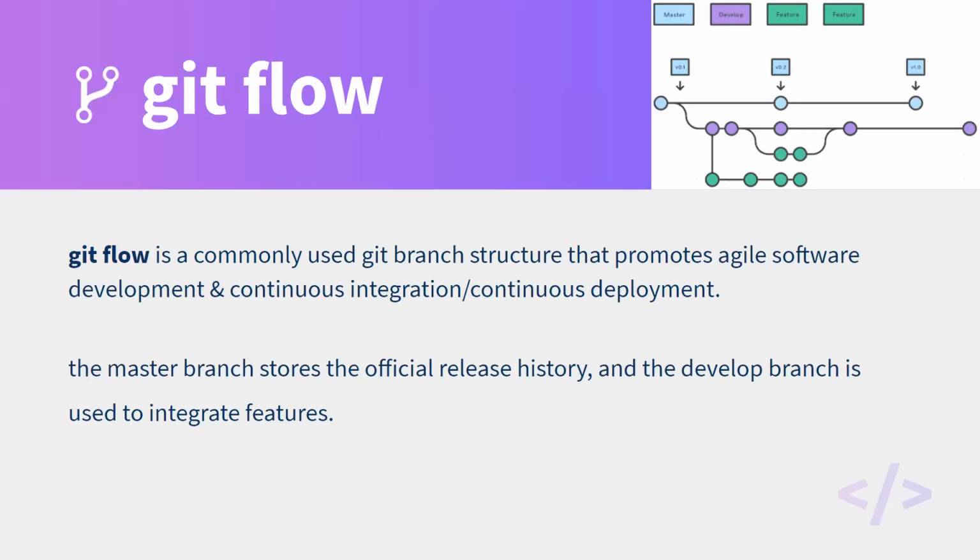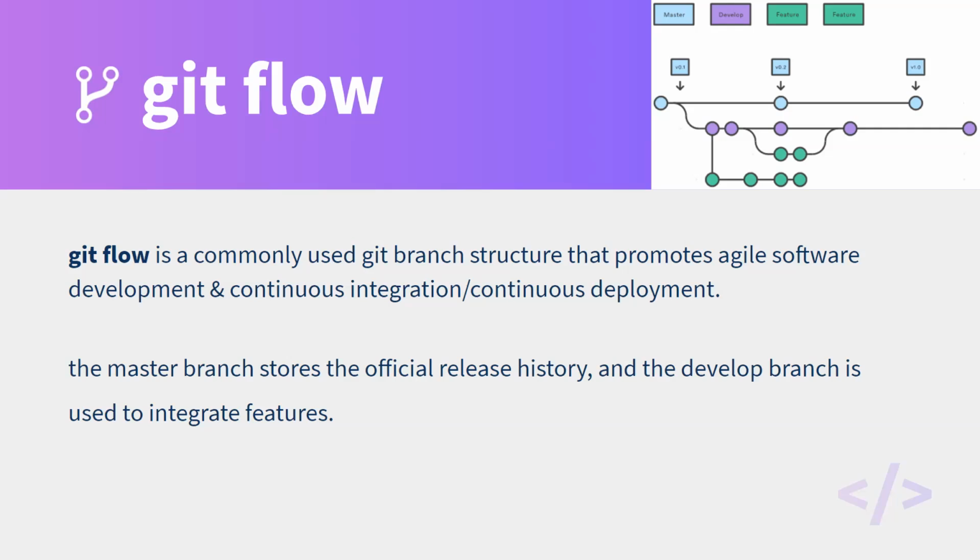So git flow is a commonly used Git branch structure that promotes agile software development and continuous integration and continuous deployment, which we'll be talking about in future tutorials. The master branch stores the official release history, and the develop branch is used to integrate features, right? So in the industry, they use Git flow a lot.